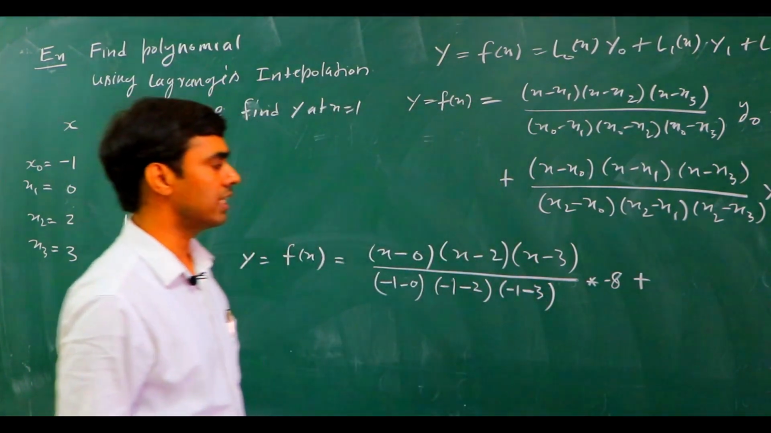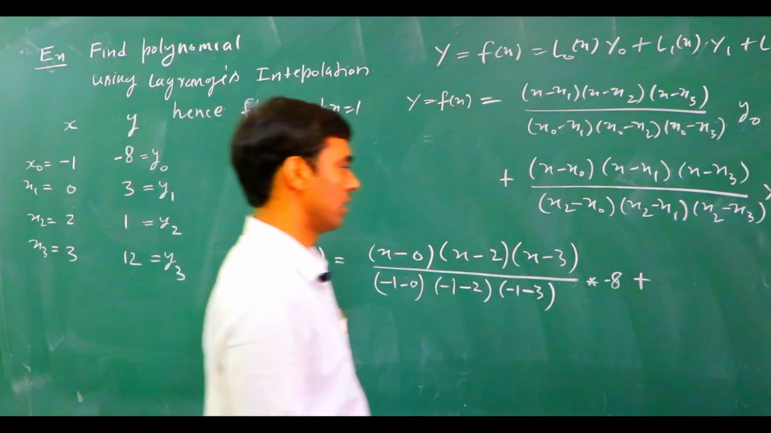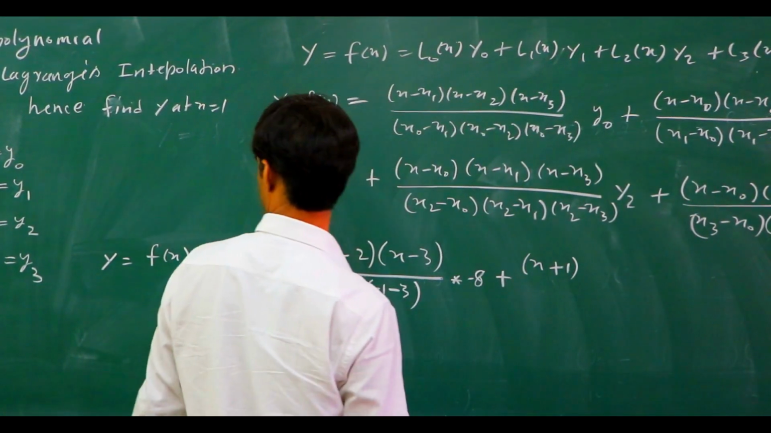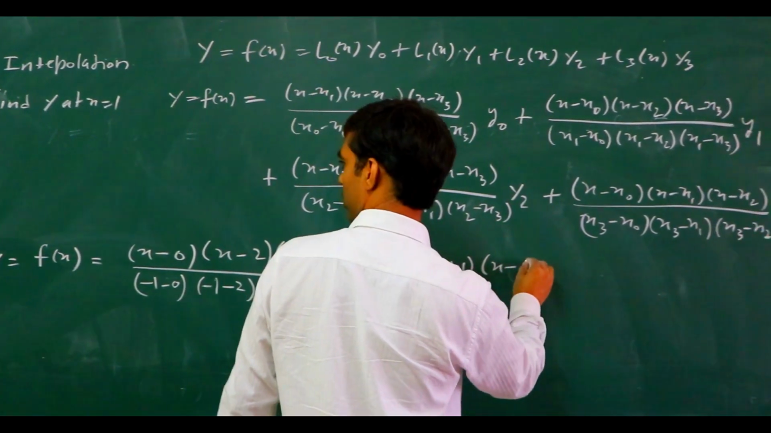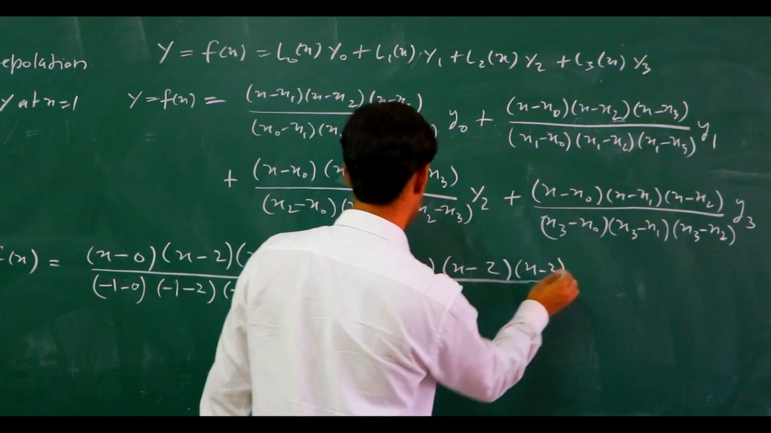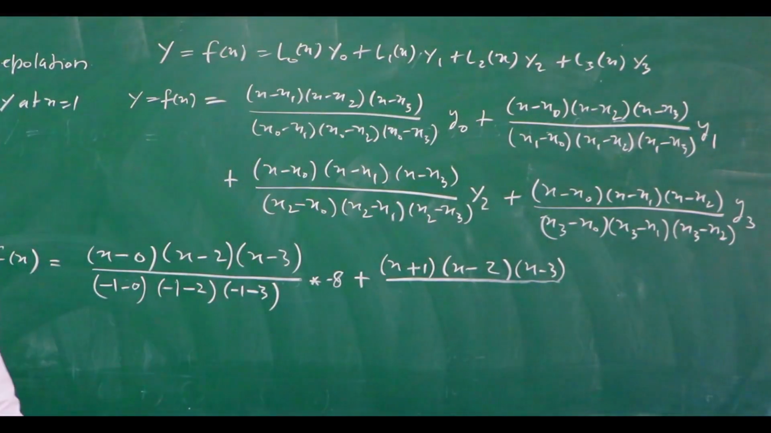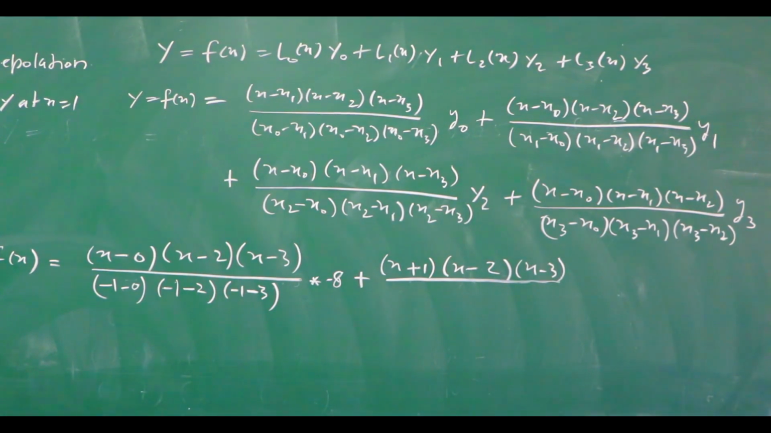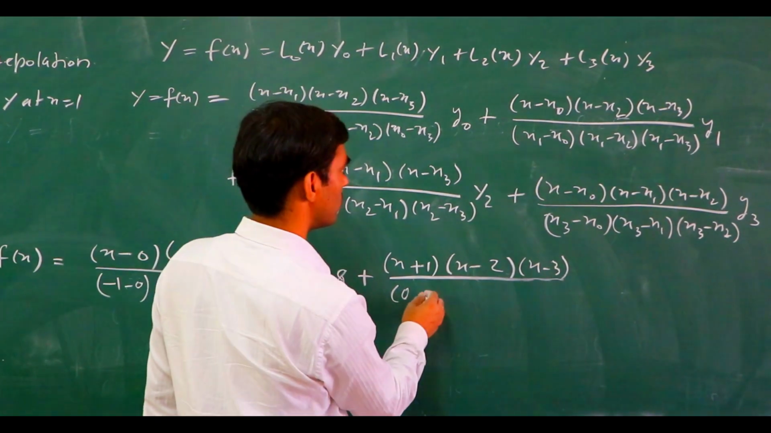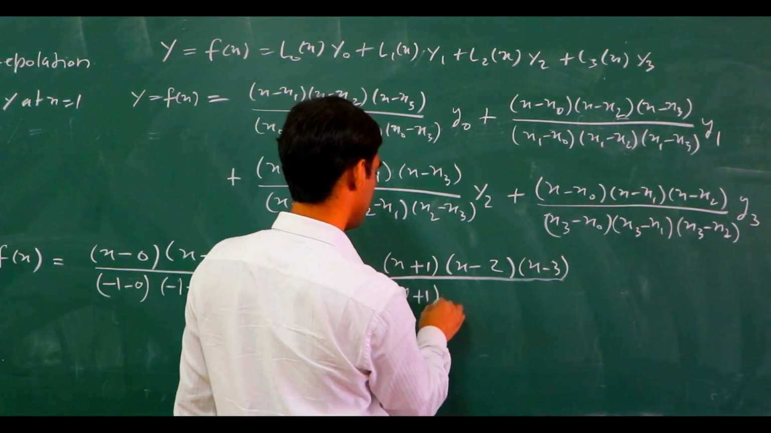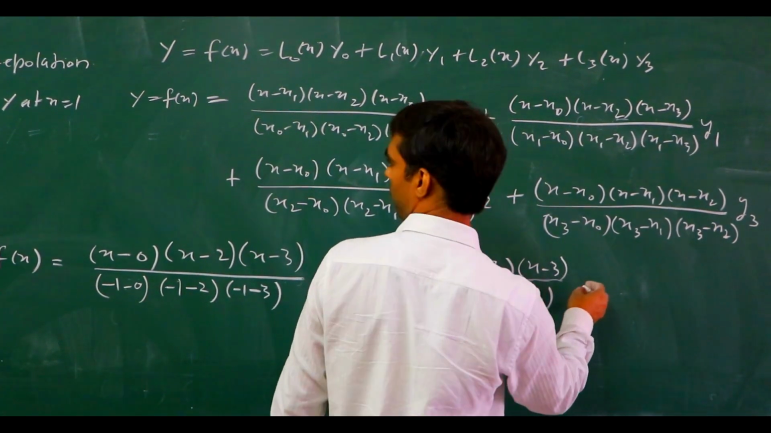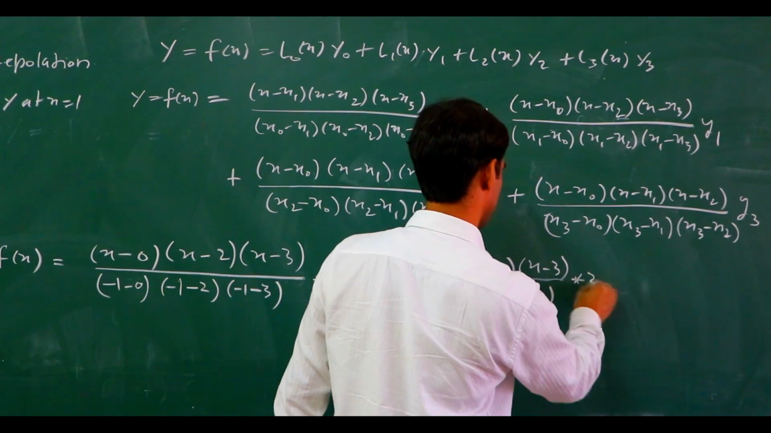Similarly, what is the second term? (x minus x0) so x plus 1, (x minus 2) and (x minus 3), divided by x1 minus x0. x1 is 0, so 0 minus minus 1, 0 minus 2 and 0 minus 3, multiplied by y1. y1 is 3.